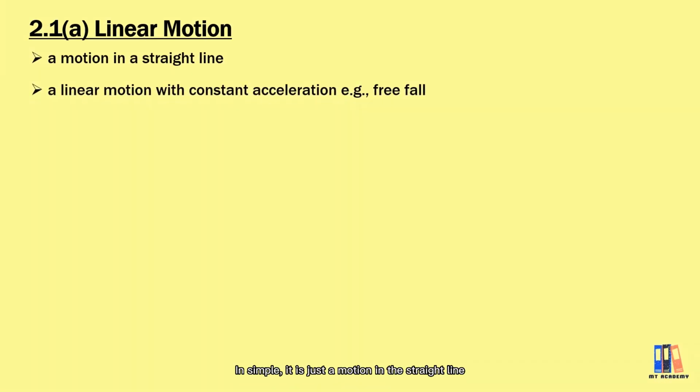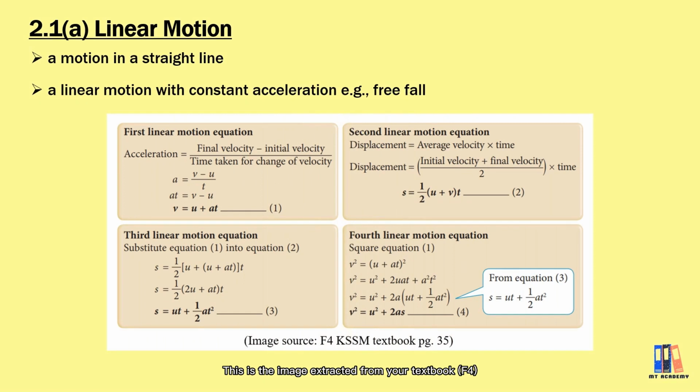In simple terms, it is just a motion in a straight line. So when you have a linear motion that has constant acceleration, such as the free-fall motion that you learned in Form 4 physics, there are 4 linear motion equations that you can use, and the derivations of those formulas have been mentioned in your Form 4 textbook. This is the image extracted from your textbook, and I hope you can do your own practice to do the derivations. Next, we will go through the graphs of 3 basic types of motions.